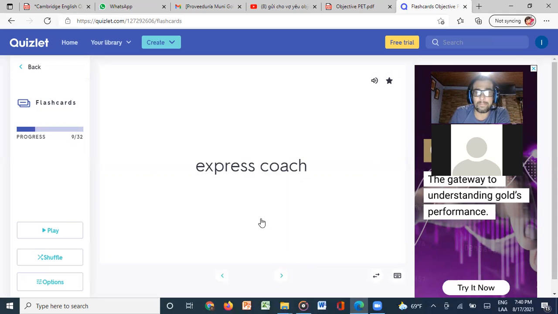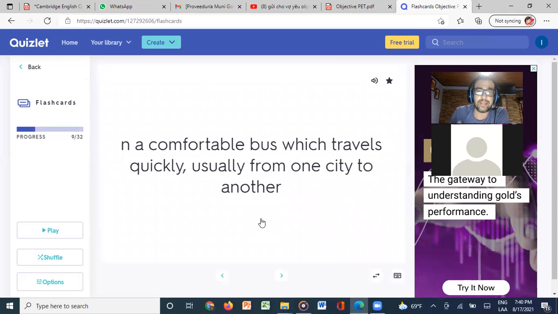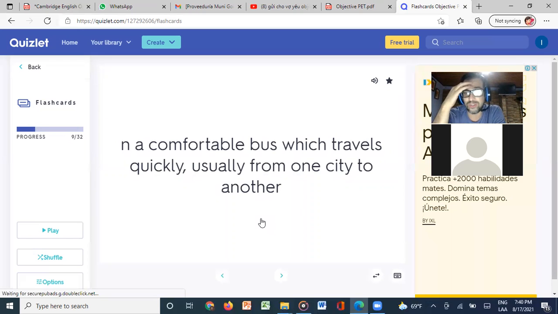Can you show the meanings? Sorry. Sure, sure. It's a comfortable bus which travels quickly, usually from one city to another. Okay. Thank you.